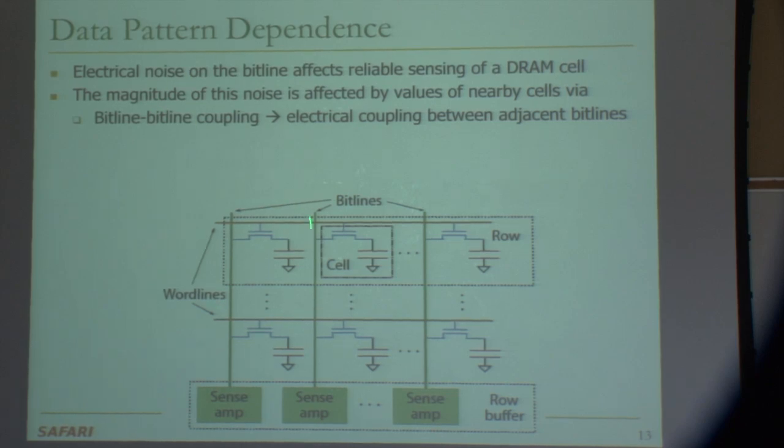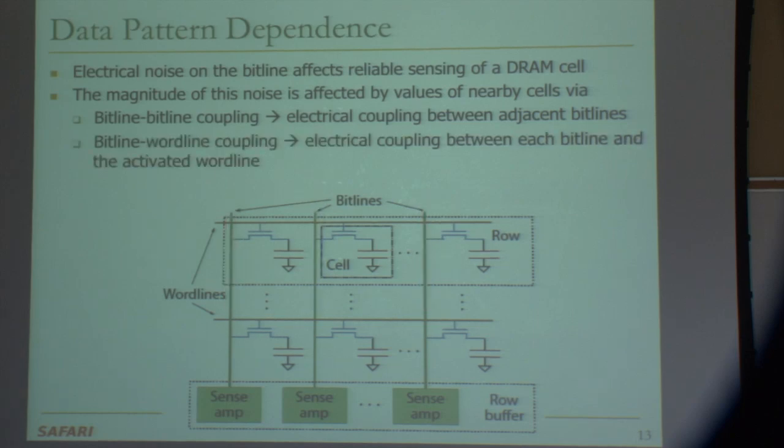There's electrical noise on the bit lines that affects reliable sensing of the cell. And the magnitude of that noise is affected by the values of the nearby cells. Whether this nearby cell has a 1 or 0 determines how much noise there is between the different bit lines. You can take a look at that paper for more detail, and the paper has references to circuit level papers. If you really want to figure out the underlying phenomenon, you really need to go into the circuits.